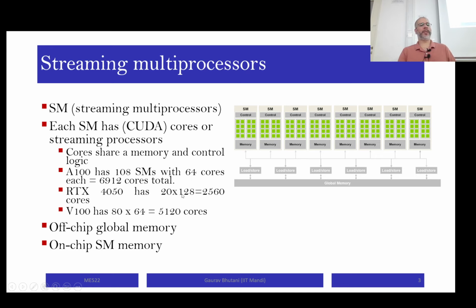As an example, the V100s we have on Param Himalaya have a total of 5120 cores, which is basically 80 streaming multiprocessors with 64 cores on each SM.